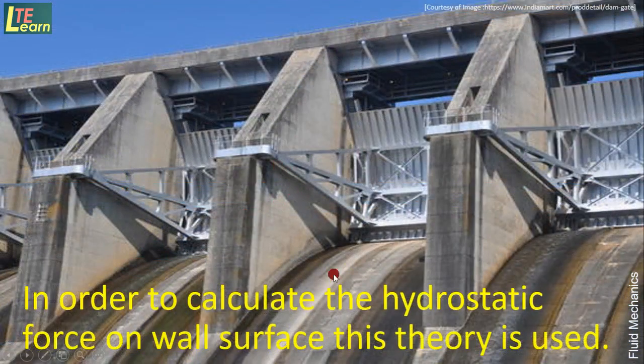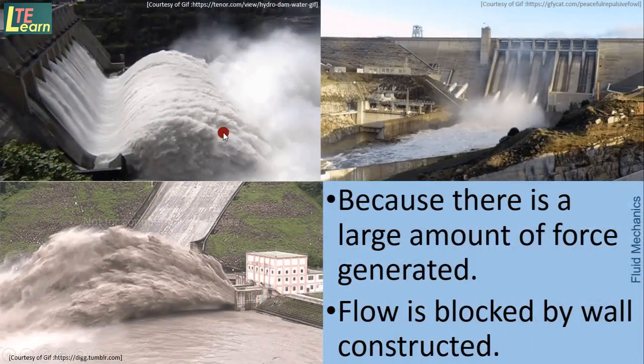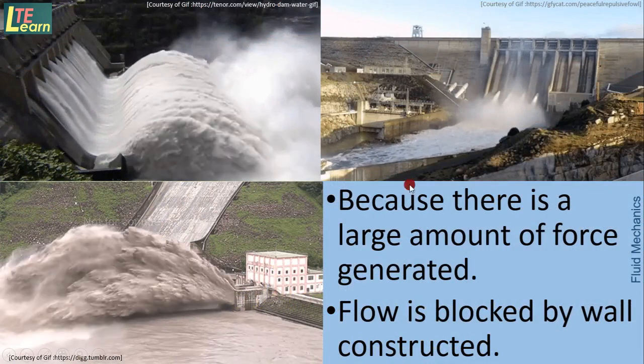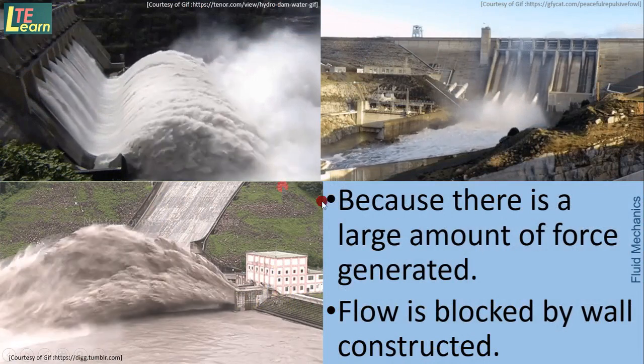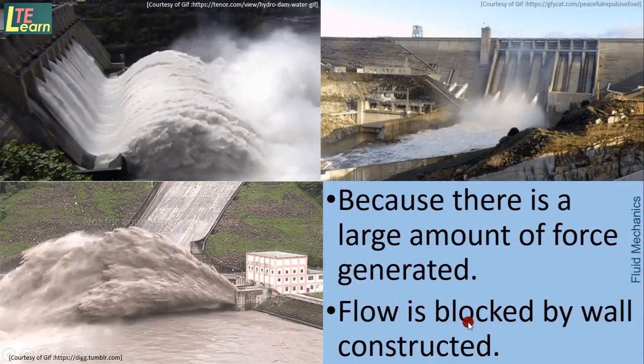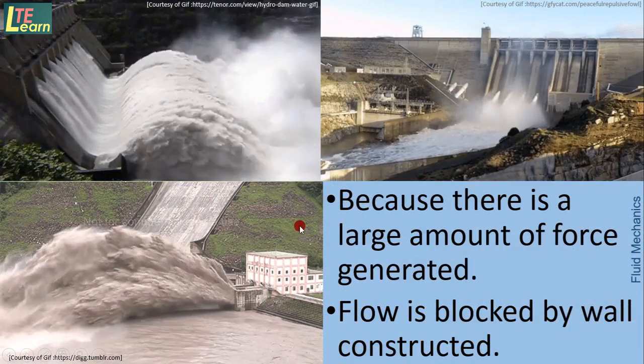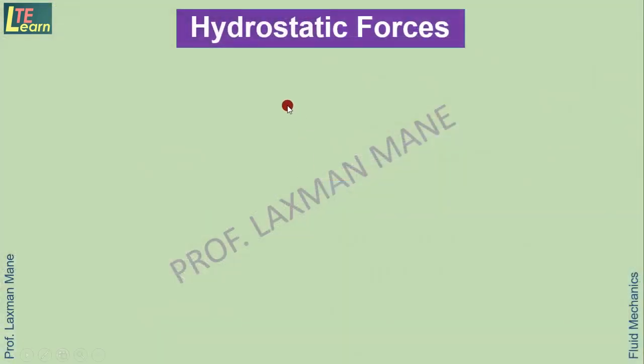So in order to calculate the hydrostatic force on the wall surface, which is developed by the water stored there, this theory is used, because from this GIF we see that there is a large amount of force generated by the water when the flow is blocked by the wall constructed across the river. So this is hydrostatic force.